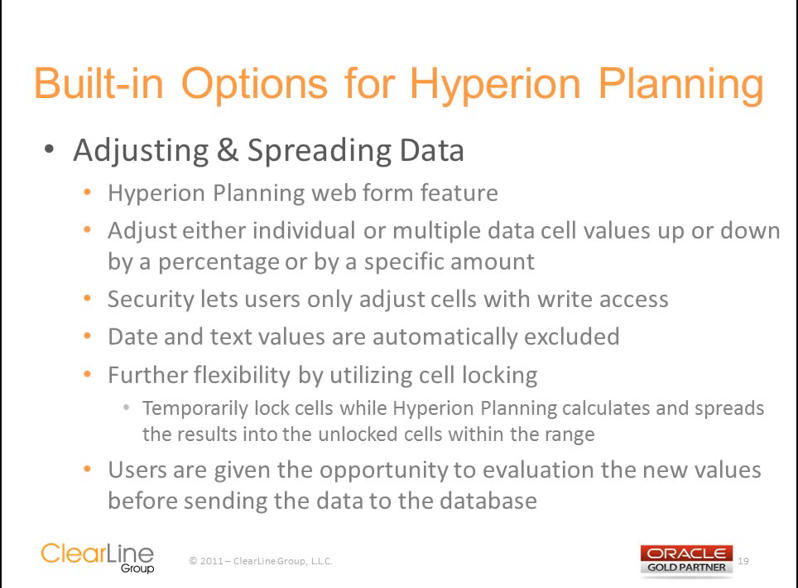Hyperion Planning has 4 built-in features for completing allocations. The simplest one is adjusting and spreading data on a web form. You can change both individual numbers or multiple data cells by adjusting the values with either a percentage or a specific amount. Planning security will let the users only adjust cells that they have write access to, and the users are given an opportunity to evaluate the new values before sending them to the database.